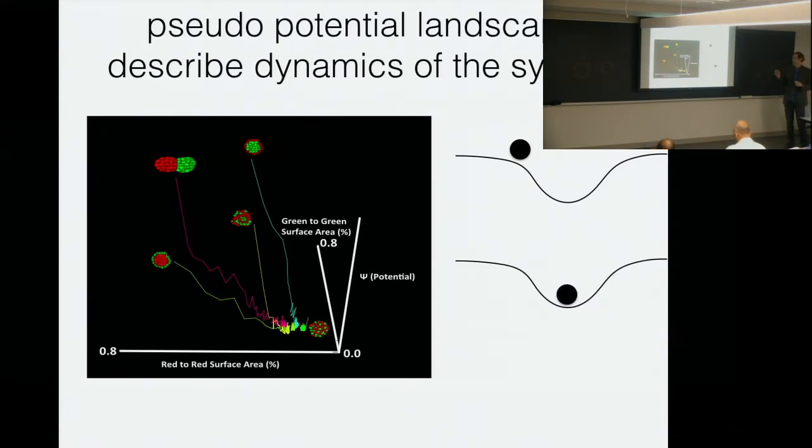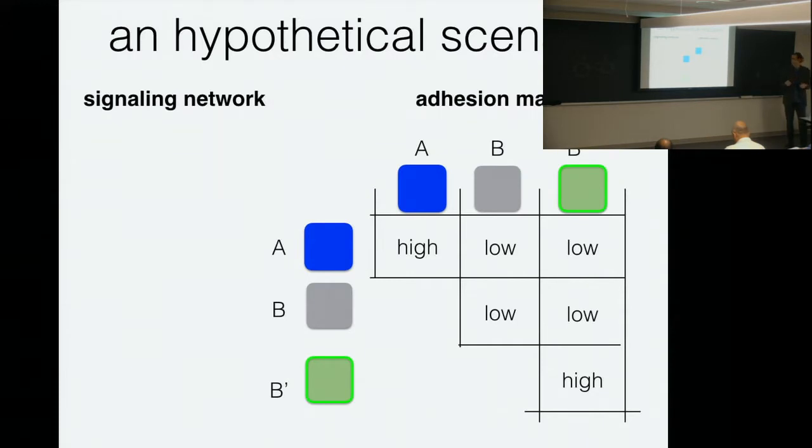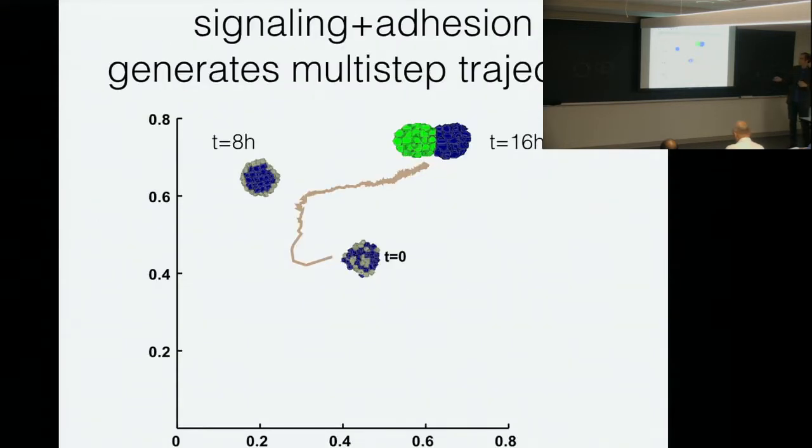A simple-minded view is similar to rolling a ball down the surface. To make things interesting in this context, we have implemented a system in the computational system, not yet in the cellular system. It's a simple signaling network that communicates to the neighbors. Now cell A starts highly adhesive to itself, and B starts with low adhesion, and then B switches from low to high adhesion.